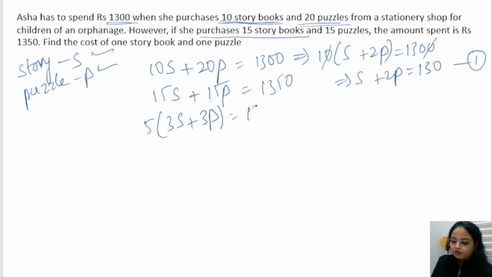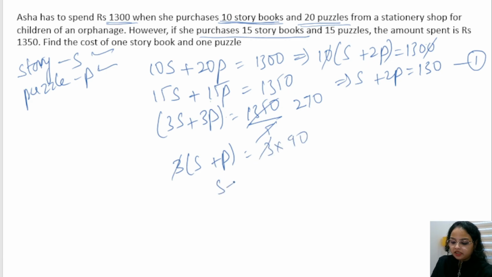is equal to 1350. If we take 5 to the right side, it will be divided by 5. It is 270. Again here you can take 3 common: 3 into (S + P) is equal to 3 into 90. Here 3 and 3 will be cancelled. S + P = 90. This is the second equation.